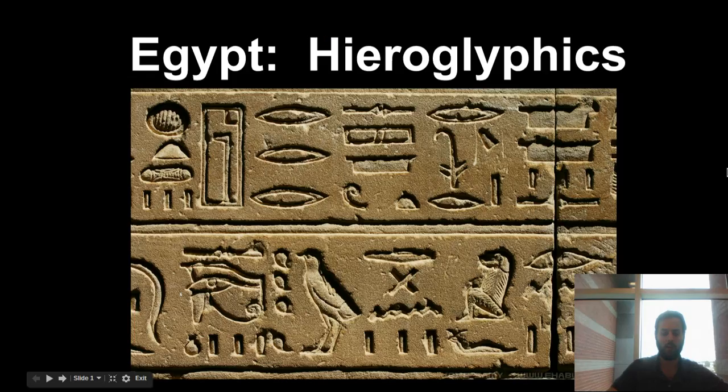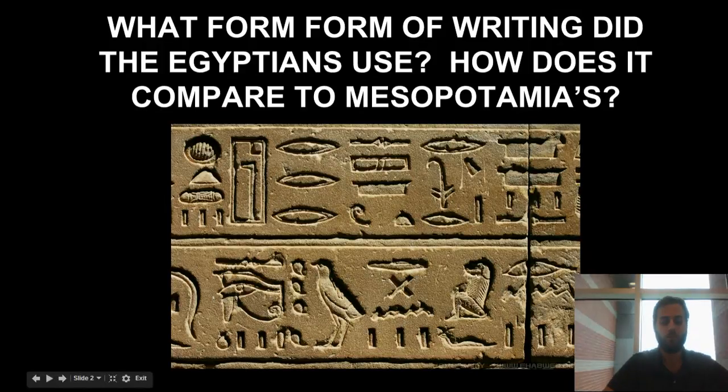Good morning, sixth graders. Today is Friday, the 11th. Today's topic is going to be Egypt and their form of writing called hieroglyphics. The two questions we're going to be answering today are: what form of writing did the Egyptians use, and how does it compare to Mesopotamia's?